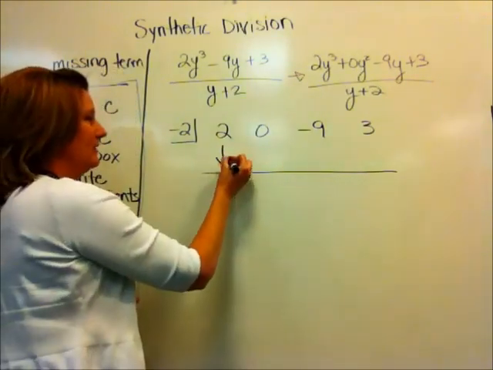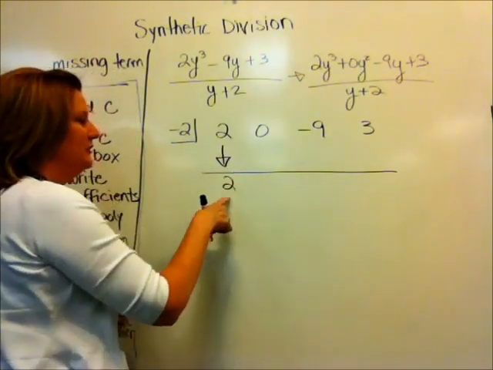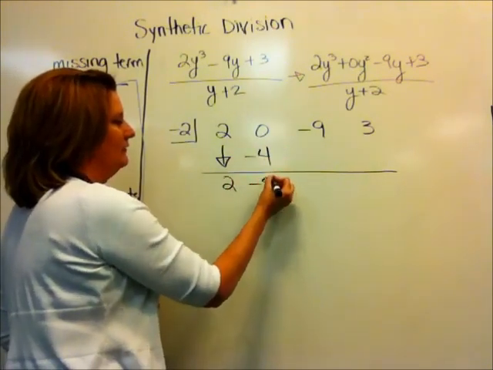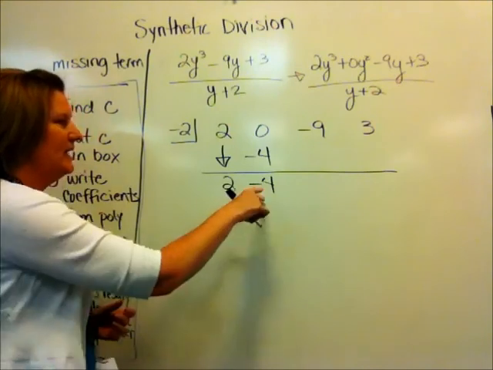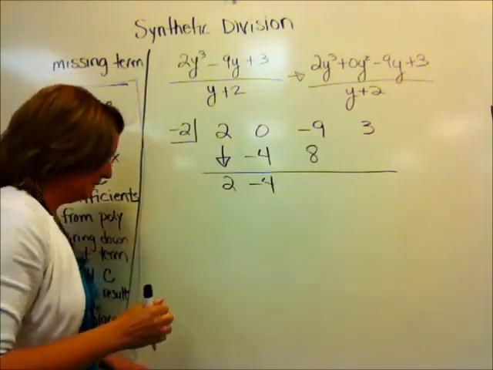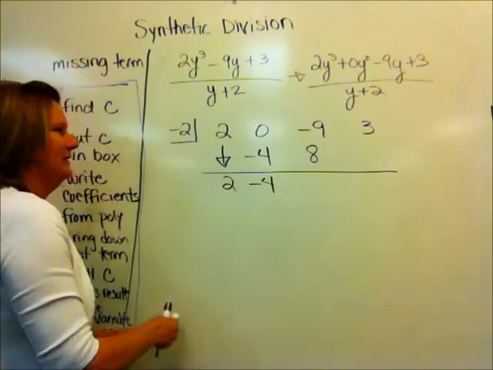Bring down my first term. It's a 2. 2 times negative 2 is negative 4. I'm going to add. That would give me a negative 4. Negative 4 times negative 2 is 8. I'm going to add. Remember, you're adding. Let's put in that big plus sign.